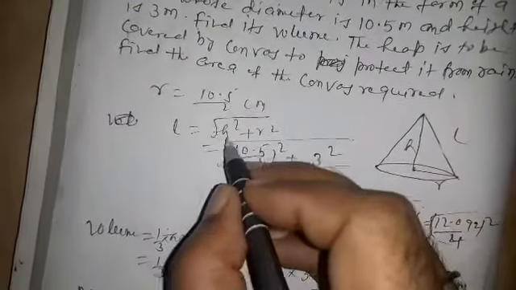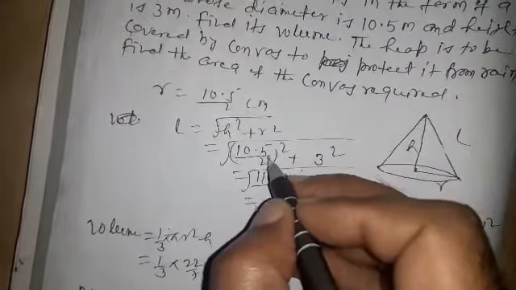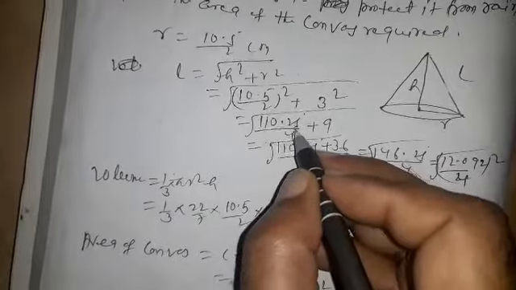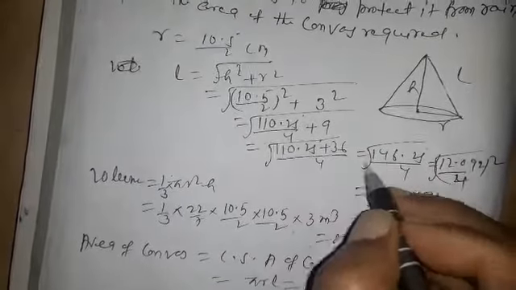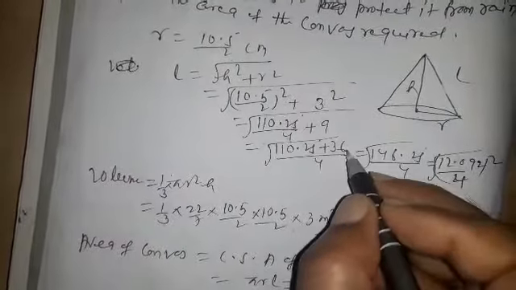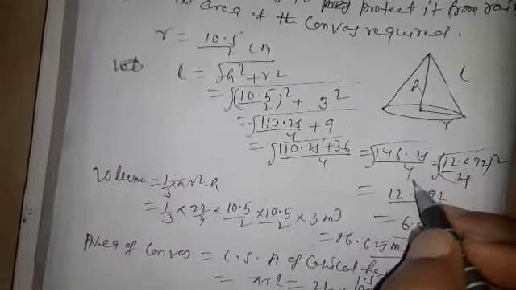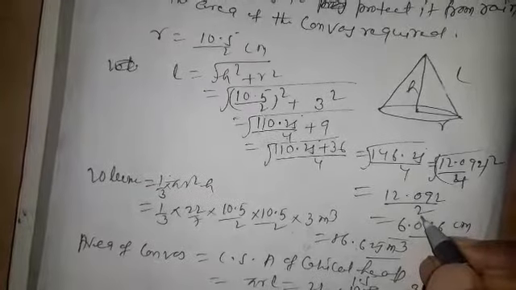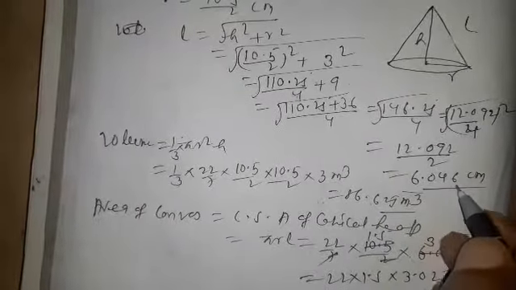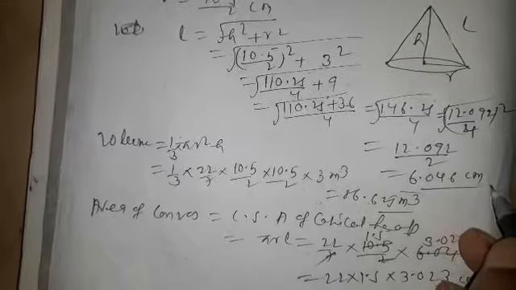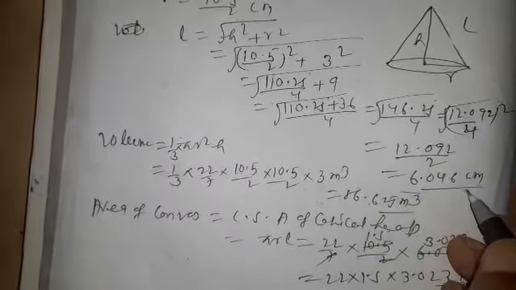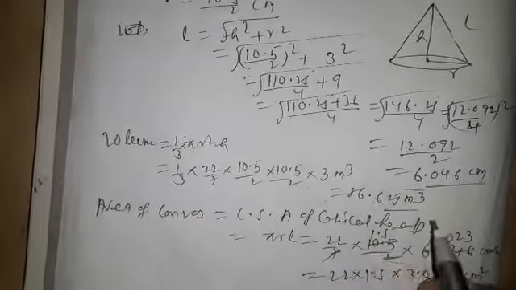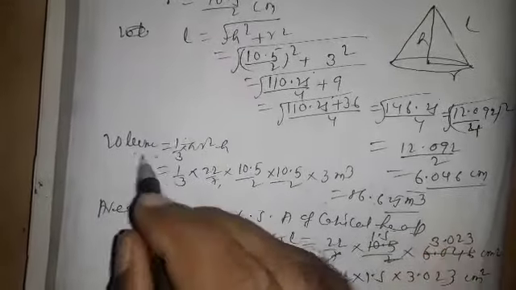Now slant height is equal to square root of h square plus r square. 10.5 by 2 whole square plus 3 square. It means it is equal to 110.25 by 4 plus 9. And this is 110.25 plus 36 by 4, 146.24 by 4. And this is equal to 12.092 by 2, and this is equal to 6.046. It is approximate value, not accurate value. So answer will be slight change.